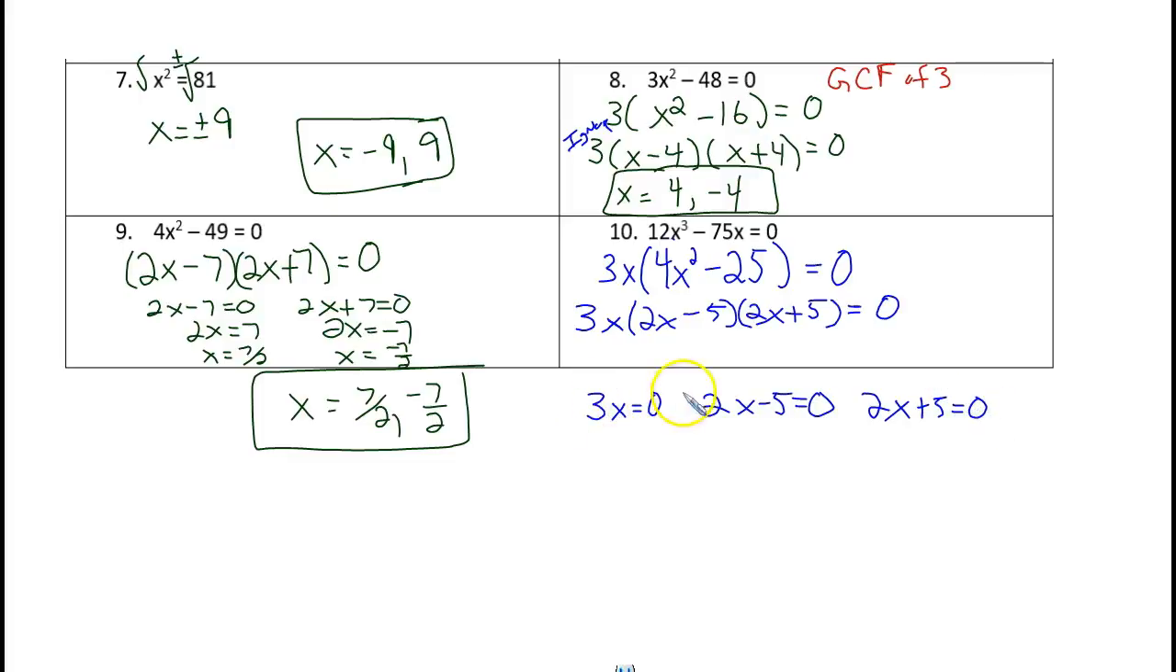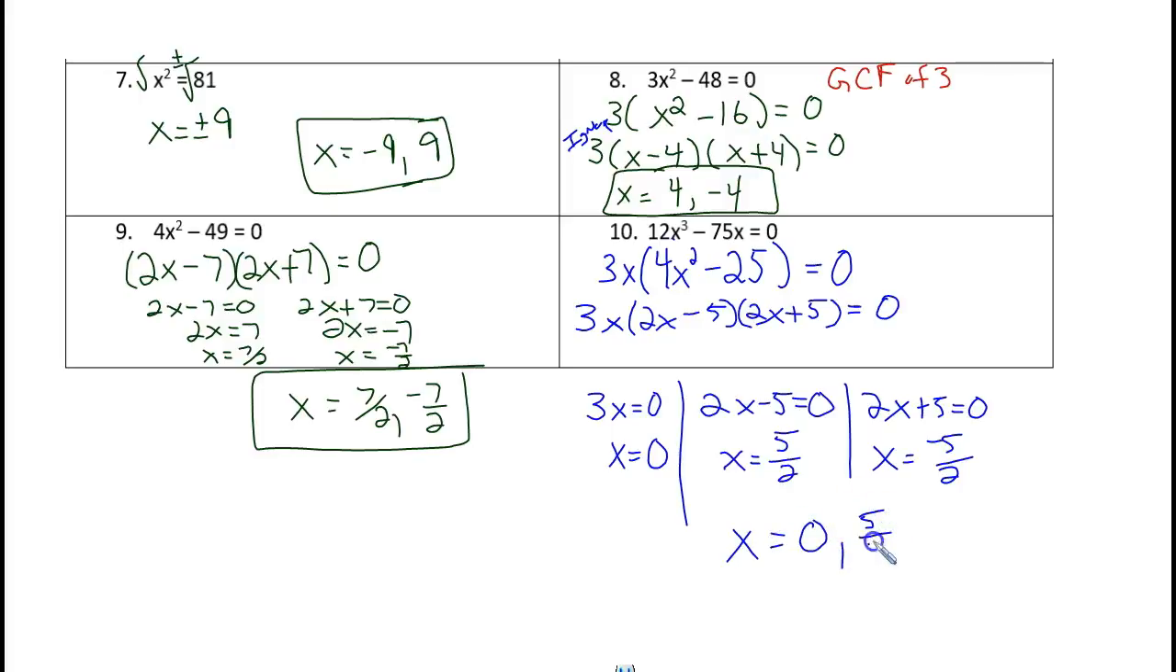Divide both sides by 3 for that first solution. Well, 0 divided by 3 is 0. So one of our roots, one of our solutions, one of our zeros, remember those words are interchangeable, is 0. For the others, we're going to add 5 and divide by 2, subtract 5 and divide by 2 to get positive 5 over 2 and negative 5 over 2. We've actually got 3 solutions here: 0, 5 halves, and negative 5 halves.